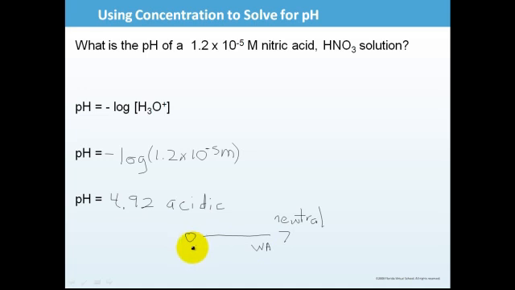As you get closer to 0, you would have a stronger acid. So for this one, 4.9, we're kind of like right about in here. So this would be towards the weaker end of the scale as far as being a strong or weak acid.